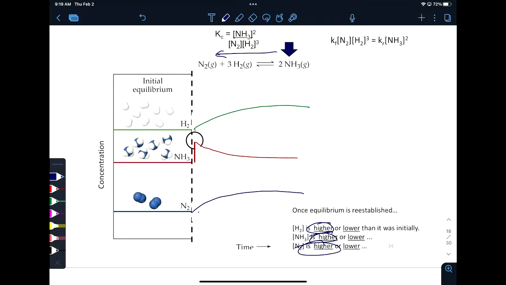Okay, great, perfect. Last question here. If we compare the rate of the forward reaction and the rate of the reverse reaction at this moment where we added NH3, what is greater at that moment? The reverse reaction, yes. Okay, all right, so we'll pick up here.